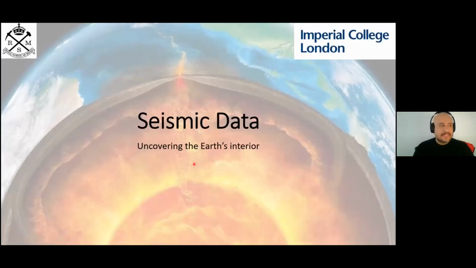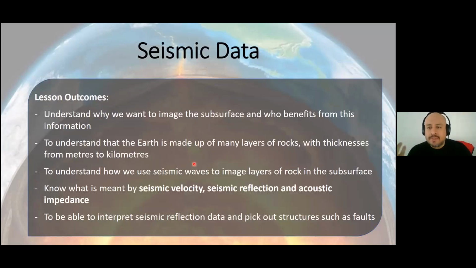Okay, what do we want you to check today? To understand why we want to image the subsurface and who benefits from this information. To understand that the Earth is made of many layers of rocks with thicknesses from meters to kilometers. Also to understand how we use seismic waves to image layers of rock in the subsurface. To know what is meant by seismic velocity, seismic reflection, and acoustic impedance, and also to be able to interpret seismic reflection data and pick out structures such as faults. Okay.